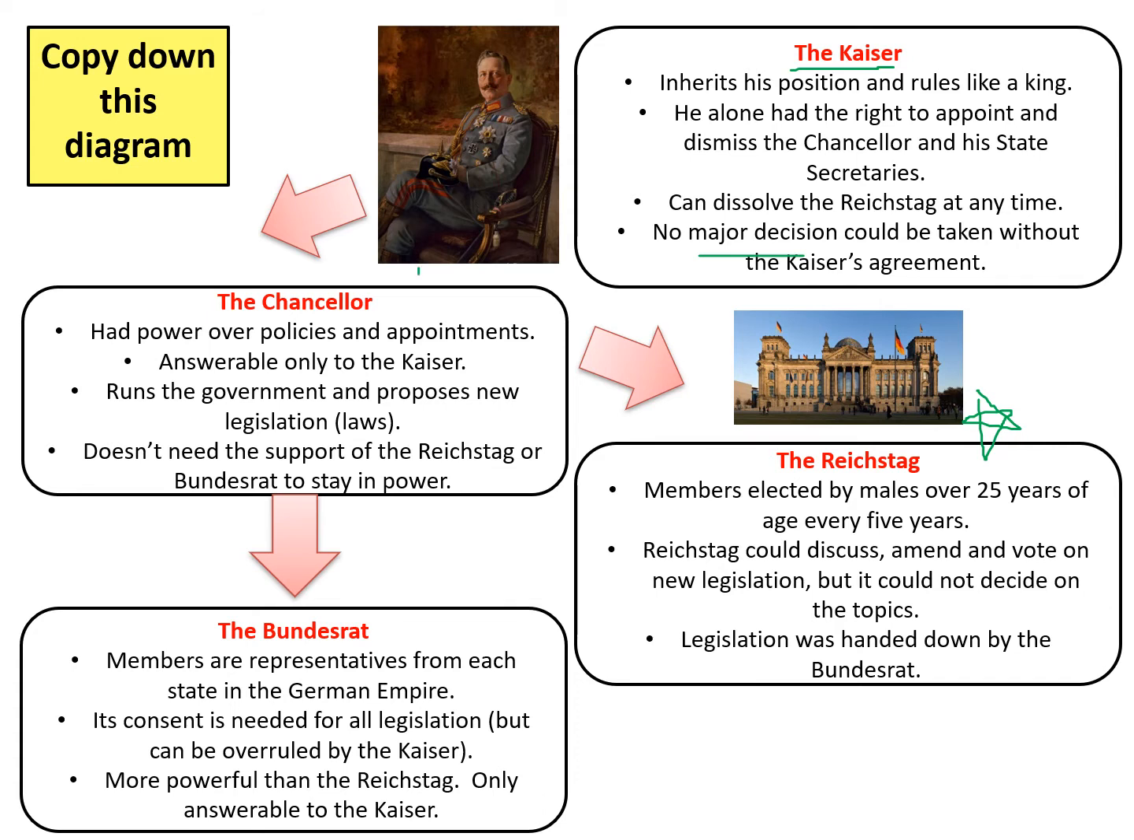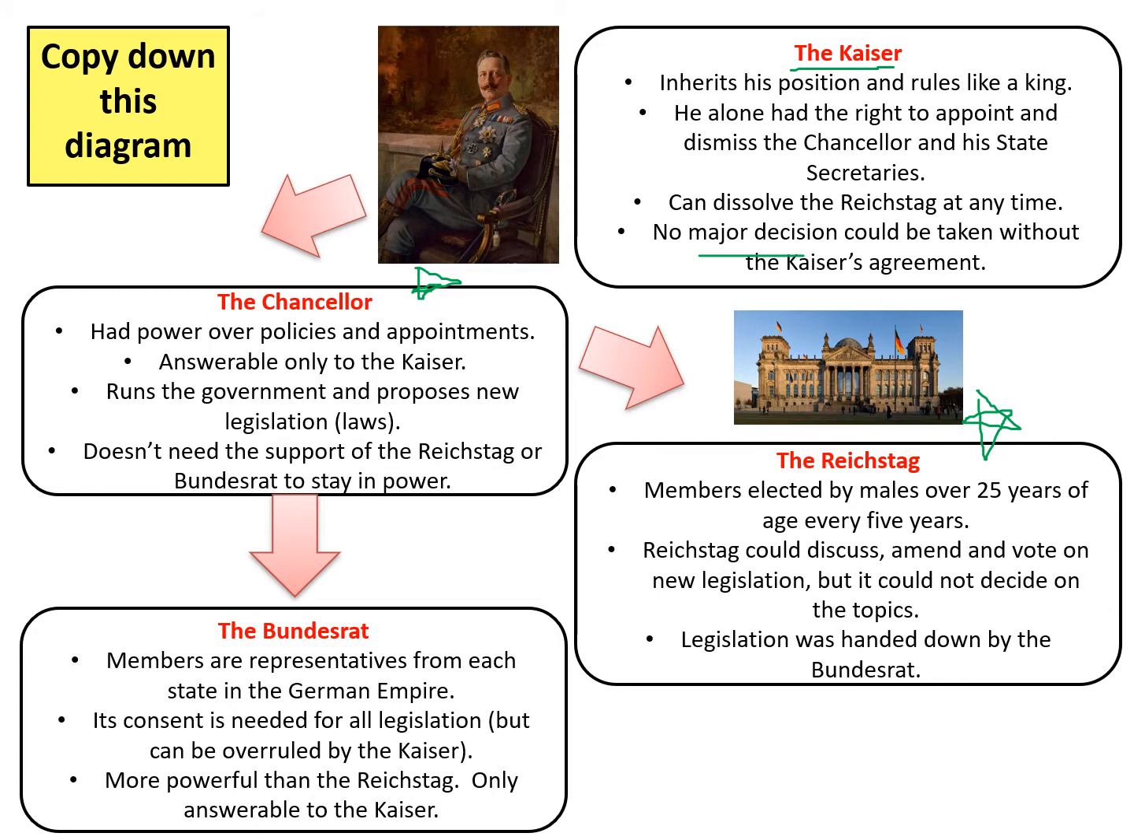Now, the Chancellor you can see here has power over policies and appointments, and essentially they would be somebody that would be loyal to the Kaiser. So he appoints one of his friends, somebody he trusts, to be in charge of the government. And the Chancellor runs the government and proposes new legislation, new laws. Now, he doesn't actually need to have the support of MPs in the Reichstag, the parliament, or the support of state representatives in the Bundesrat. He doesn't actually need that at all. All he needs is support from the Kaiser himself.